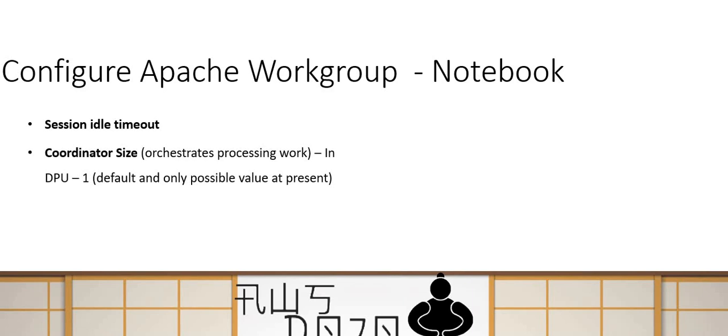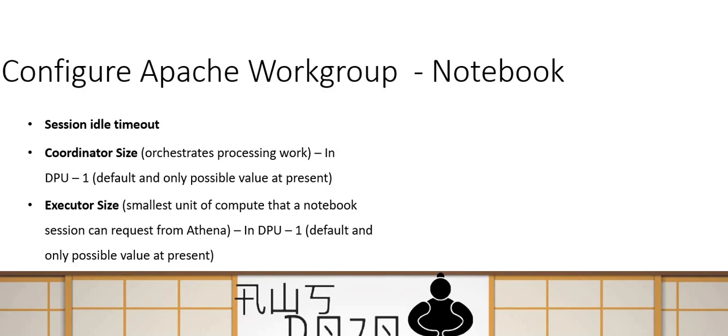Then you can also configure the coordinator size. What this notebook is using is an Apache cluster behind the scenes, which is created for you. You can select a configuration called coordinator size, which is like a leader node or orchestrator node. Right now you can only select 1 DPU for such an orchestrator, and this is the default value and the only value. Probably in future you might have a choice to select a larger capacity.